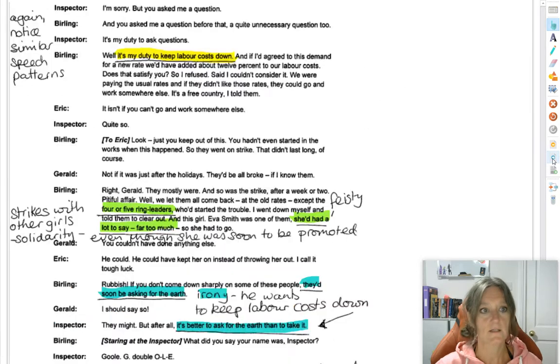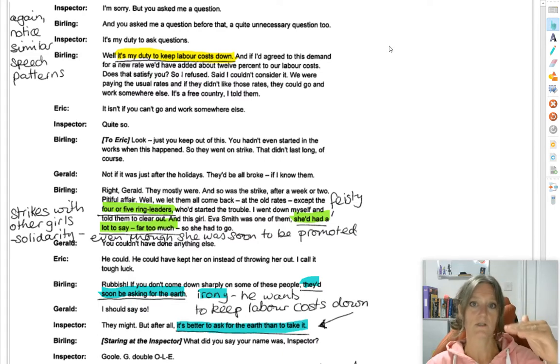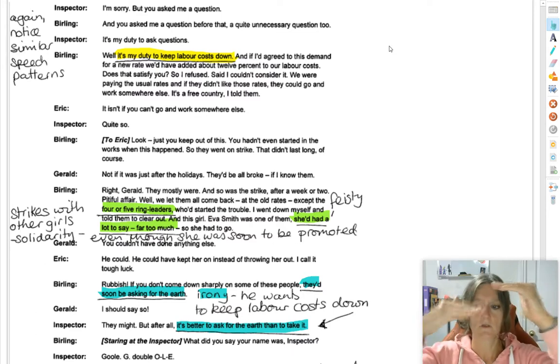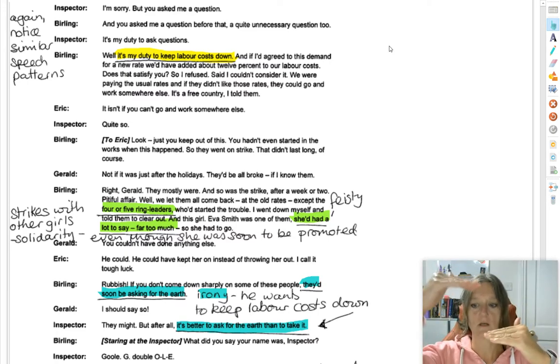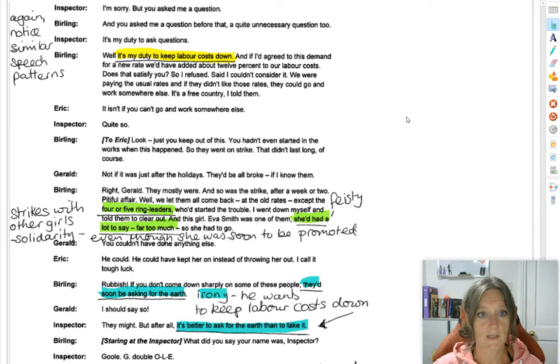Let's finish our annotation. Not much on this page, you'll be very happy to know. So Birling says, it's my duty to keep labour costs down. Okay, and this is what I was just talking about, really. He says, if I'd agreed to this demand for a new rate, we'd have added 12% to our labour costs. Does that satisfy you? I refused. So he wouldn't give them a pay rise because that means there'll be less profit. When you're running a company, you have your costs and then you have your profit. And the higher your costs, the lower your profit. So he wants to keep his costs down and his profit up. So that's what Mr Birling's talking about.